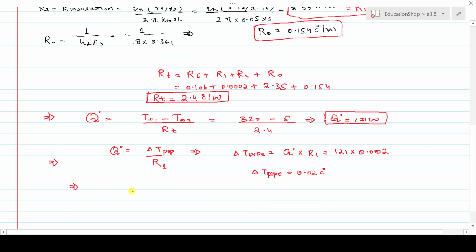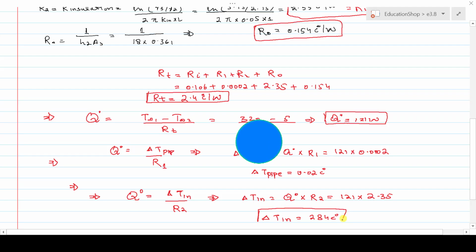Next is to find the temperature drop across the insulation. Its corresponding resistance offered to the heat transfer is R2. Temperature drop across the insulation is equal to the total heat loss multiplied by the resistance offered by the insulation to the heat transfer, 121 multiplied by R2, whose value is 2.35. Simply multiply and you will get the temperature drop across the insulation, and it is almost 184 centigrade. And this is our final requirement of this problem.